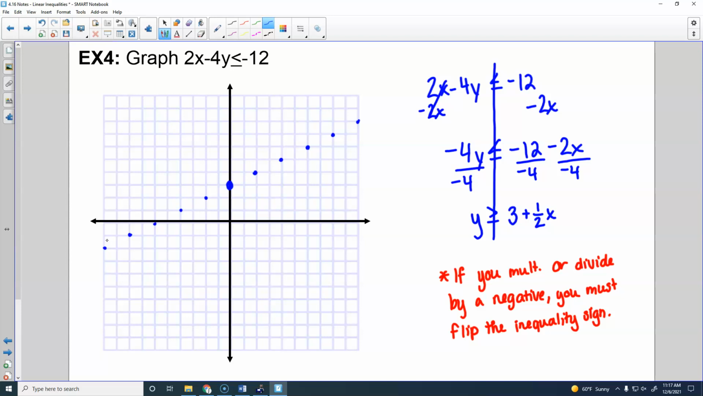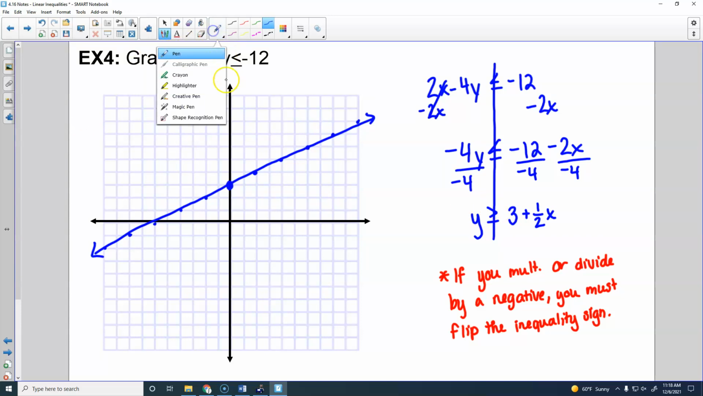Zach, what type of line should I use? Should it be a dotted line or a solid line? Solid. Okay. And then I've got to think about whether I'm going to shade above or below this graph. It is a greater than, so go with what you have once you get it solved for y, because we did have a less than sign here at the very beginning. But go with what you have once you get it solved for y. And this is a greater than sign right here. So we will shade above.